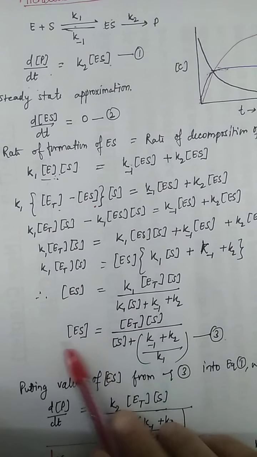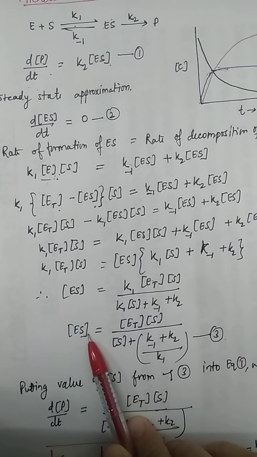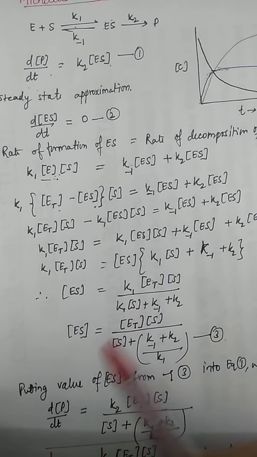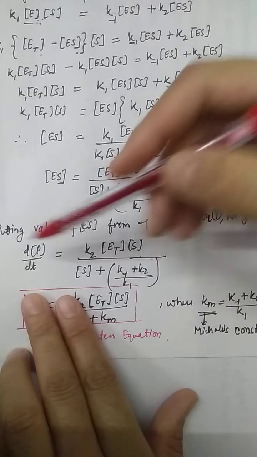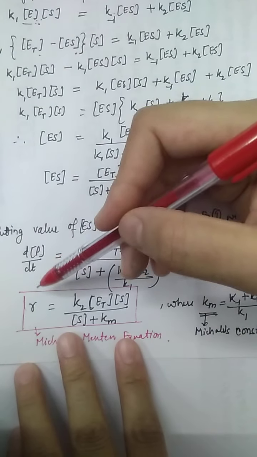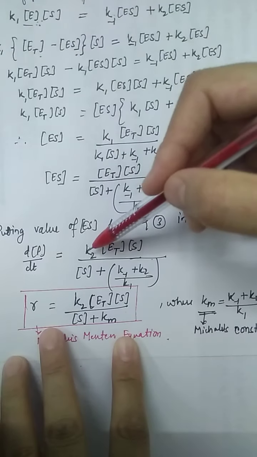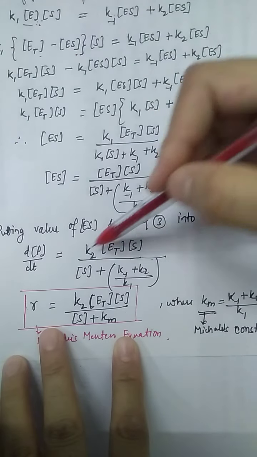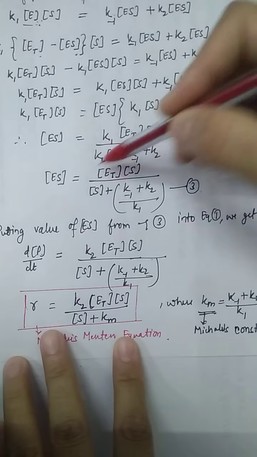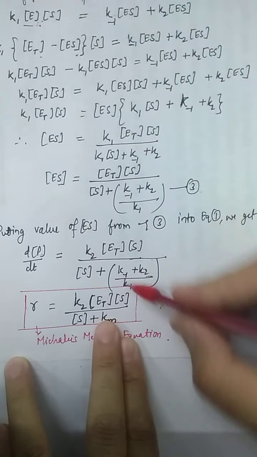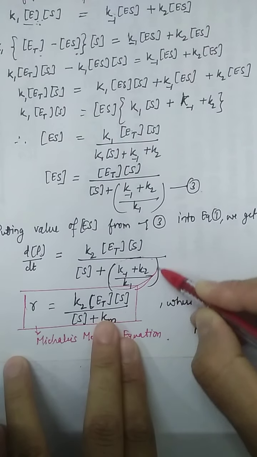Now we put the concentration of enzyme substrate complex from the third equation into our first equation, and we got this equation. This represents the rate of reaction. So here I have written R, and this right hand side is the same, K2 and our value of ES. So here this complete term is constant.